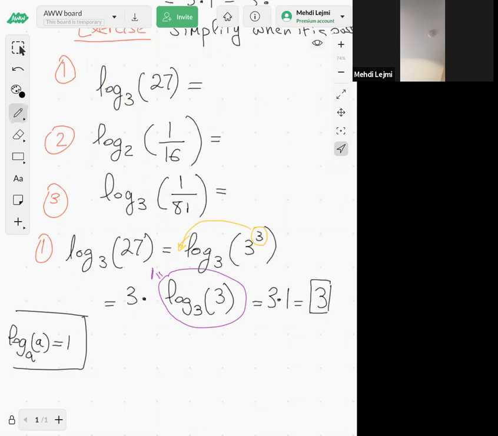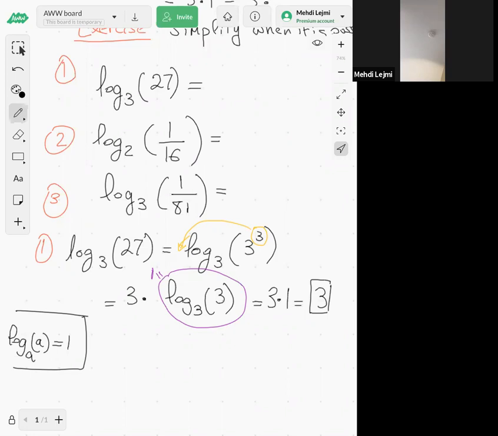All right, so you see how it works, guys? You write your number as some power, and then use the fact that log in base a of a is 1, so you can simplify your answer. Any question, guys, about number 1?